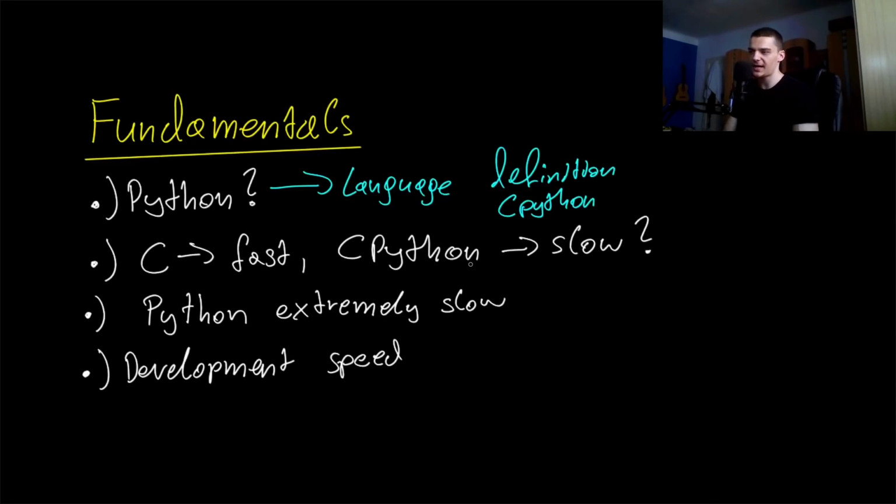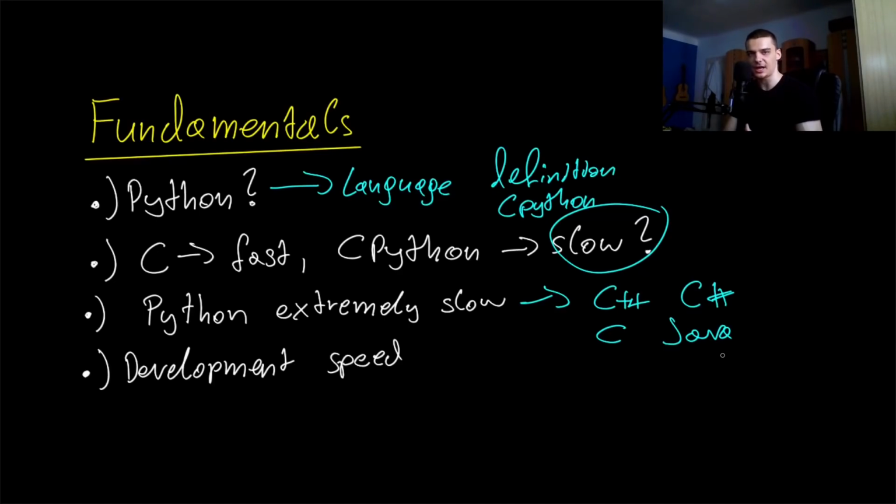The question we need to ask here today is, okay, if C is a super fast programming language and CPython is based on C, how can it be so slow? How can this happen? Python is extremely slow if you compare it to languages like C++ or C# or C or Java. And I really mean extremely slow. It's not just a little bit slow. It's really, really slow. And we're going to talk about today why that is.